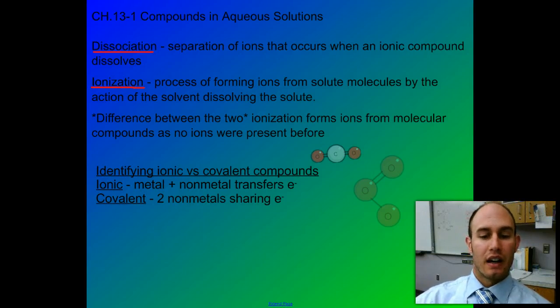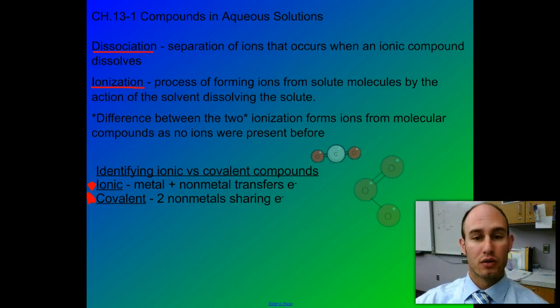And then as a quick review, we're going to review here ionic and covalent compounds. Remember that an ionic compound is going to be your metal and nonmetal, whereas a covalent compound is your two nonmetals that are going to be sharing electrons. So the point here that we need to understand is, what does dissociation really mean when we're talking about the separation of ions that occur when an ionic compound is dissolved in water? And we're going to look at a few examples here on the next page.